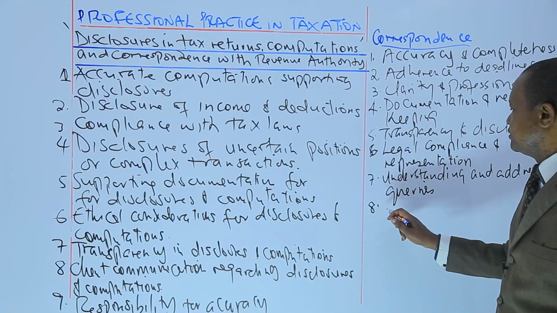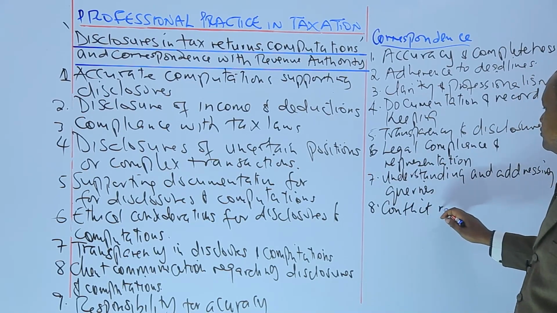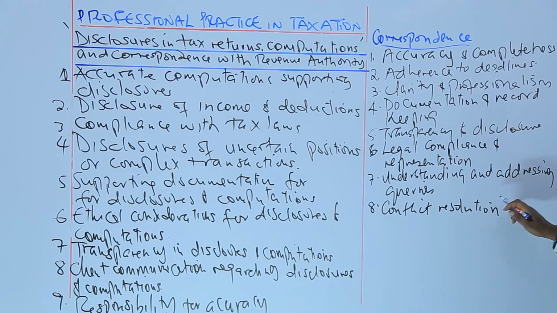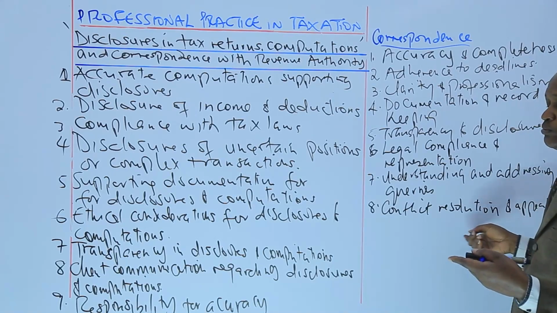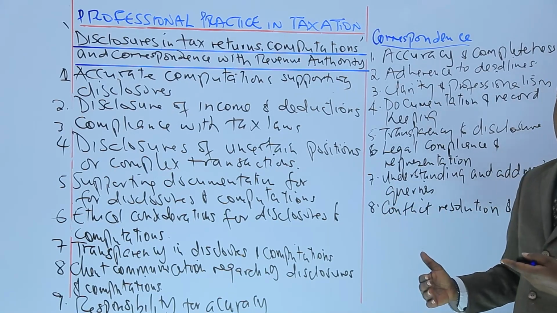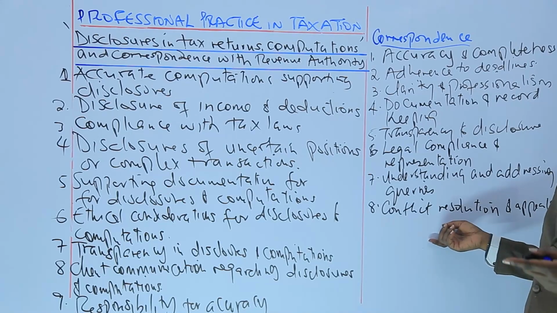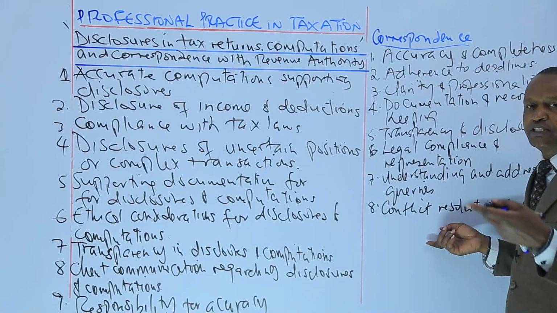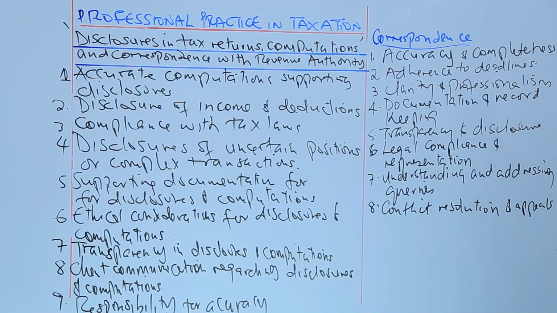Conflict resolution, number 8. Related to conflict resolution, we have appeals. In case of disagreements or disputes with the revenue authority, tax professionals may need to engage in dispute resolution processes or appeals with the tax authority. And that requires deep understanding of the law and also the ability to present a strong case on behalf of their clients.